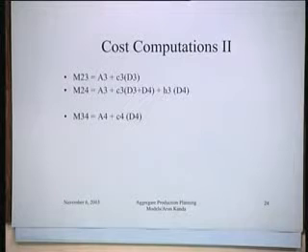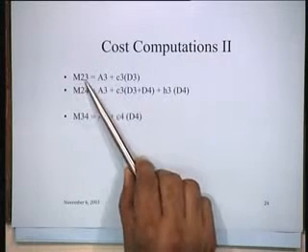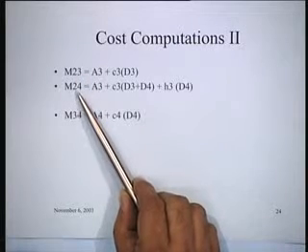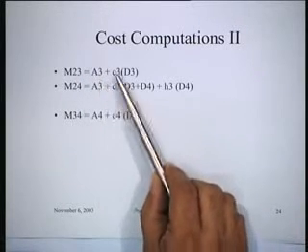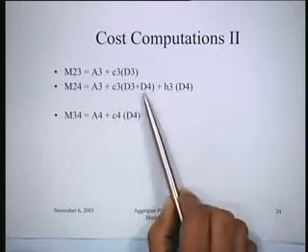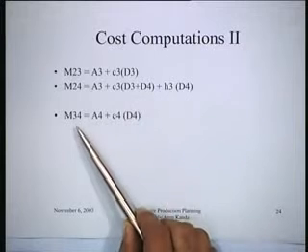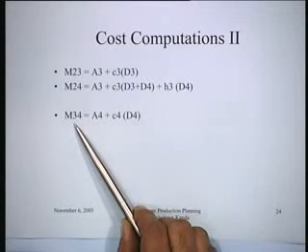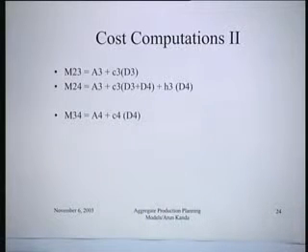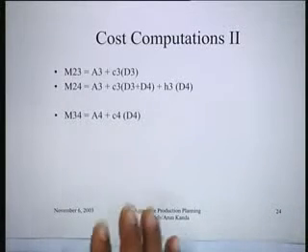So then let's talk about the remaining 3 arcs, M23, M24 and M34. M23 and M24 are the cost of producing in period 3. So this is A3 plus C3 into D3, A3 plus C3 into D3 plus D4, and then H3 into D4, which will have to be carried over. And what is the last arc? M34. This is the cost of producing in period 4 for the requirements of period 4, right? So this is A4 plus C4 D4, that's all. So these expressions have been computed for all the arcs in general, right?